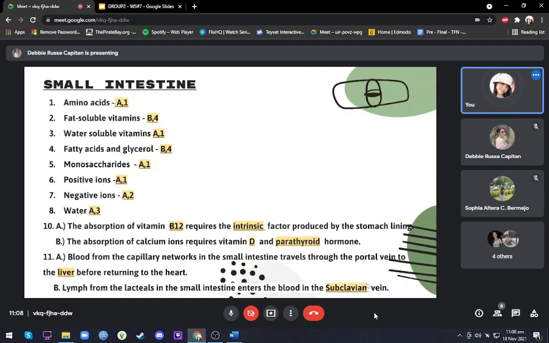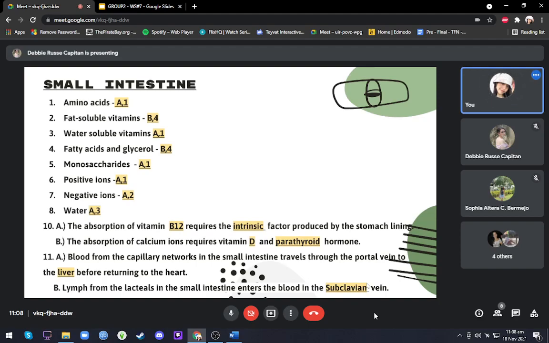Number 1, the amino acid is A1. 2, the fat-soluble vitamins is B4. 3, the water-soluble vitamins is A1. 4, the fatty acids and the glycerol is B4. Number 5 is the monosaccharides, A1. 6, the positive ions is A1. 7, negative ions, A2. 8, water, A3.